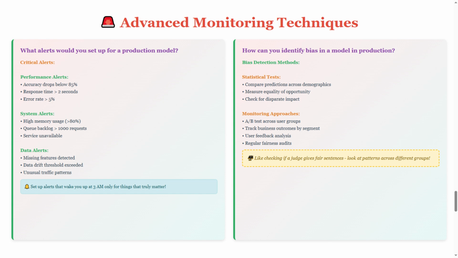Bias detection methods include statistical tests to compare predictions across demographics, measure equality of opportunity, and check for disparate impact. Monitoring approaches involve A/B testing across user groups, tracking business outcomes by segment, user feedback analysis, and regular fairness audits. The analogy section explains, like checking if a judge gives fair sentences, look at patterns across different groups.